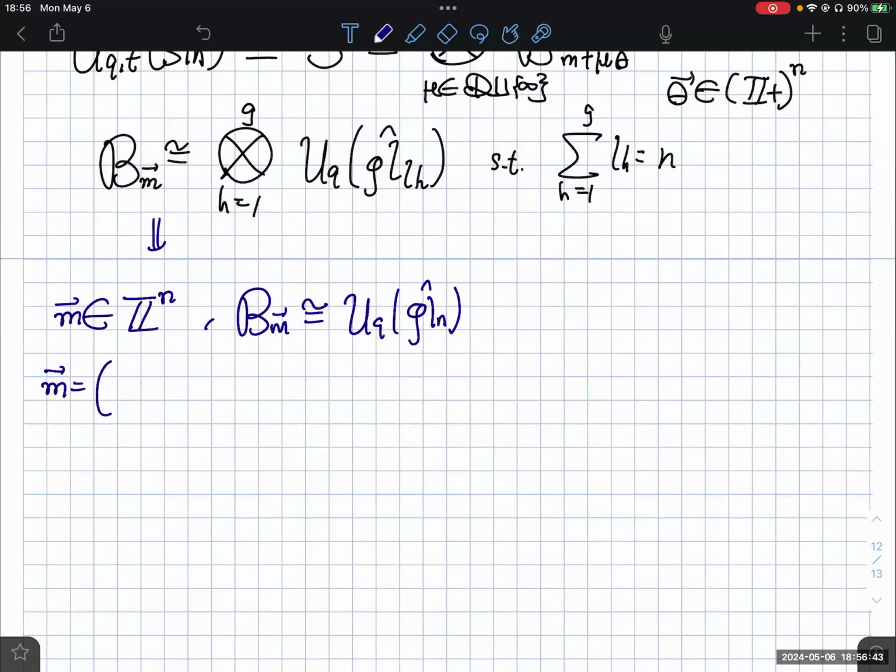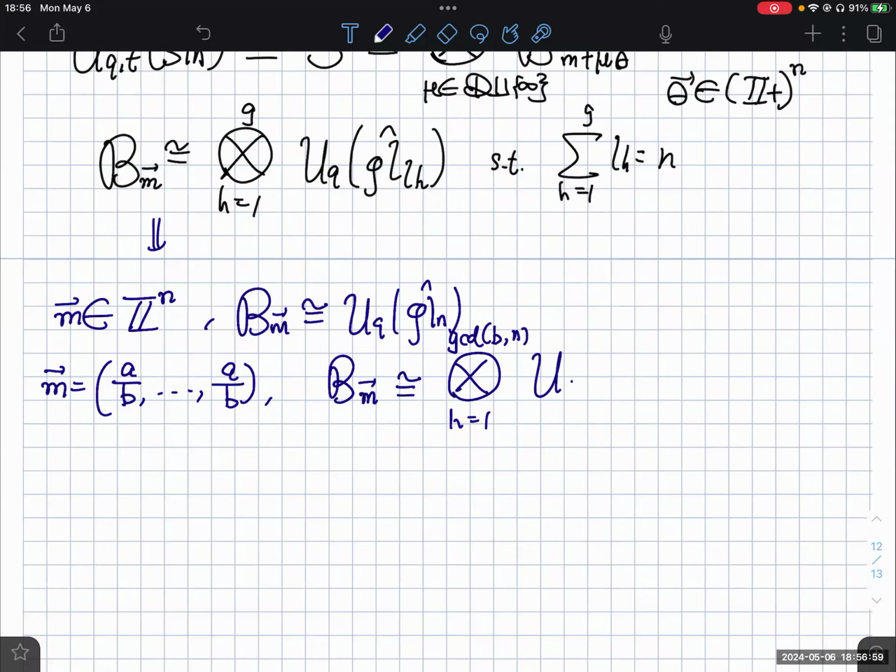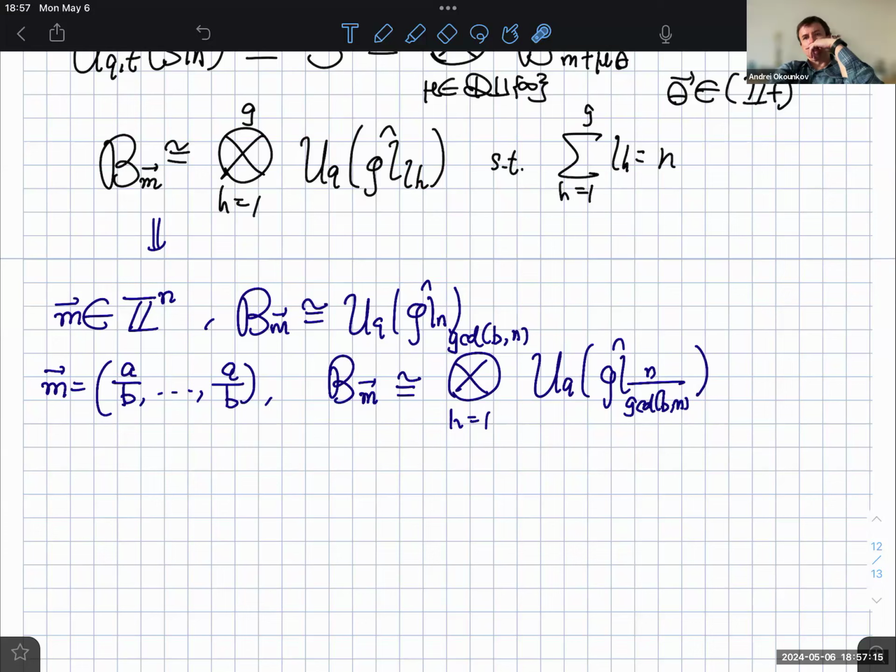And if we take this M to be like AB, AB, AB, AB, AB, then this Bm is isomorphic to the tensor product of the same quantum affine algebra, but with this kind of product. And actually, I just want to say that the components of this algebra are commutative with each other. I mean, commutative with different components.